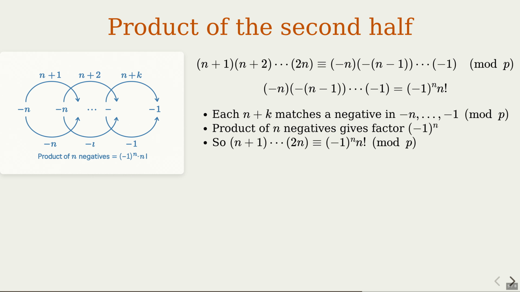That means both halves of the factorial are now expressed in terms of n factorial, which sounds perfect for forming a square. Next, we will plug this expression into the full product and combine it with Wilson's theorem to get the Factorial-Square identity.